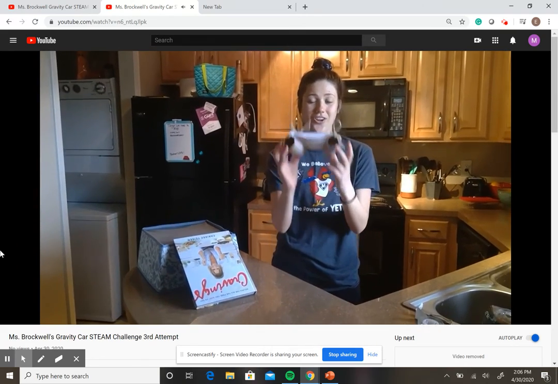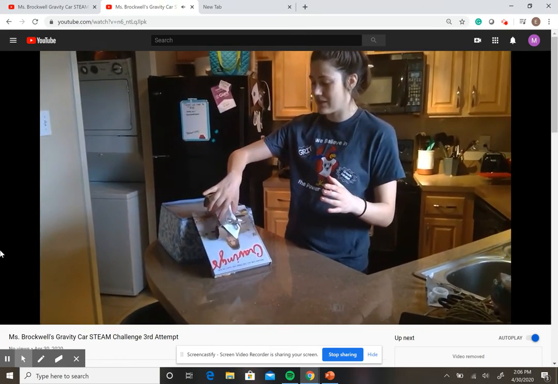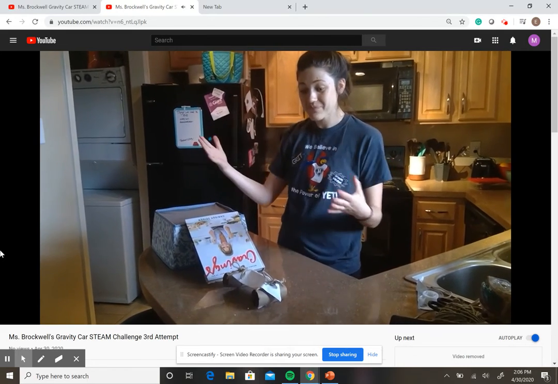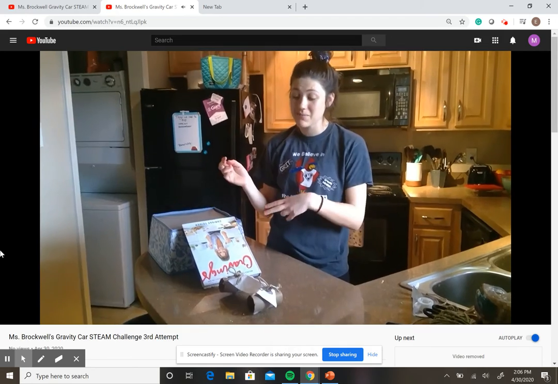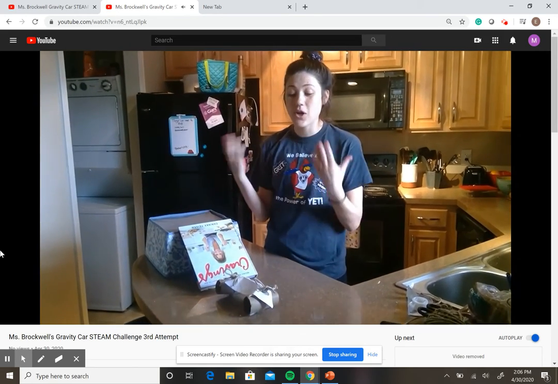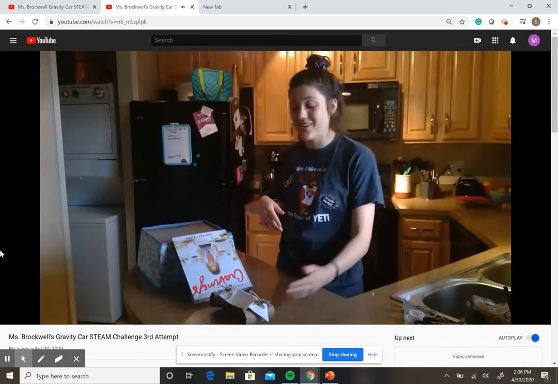So this is my third attempt. I'm going to see how far it travels. Just going to let it go off the ramp. And as you see, it definitely went way smoother down the ramp than the second attempt. And then my only mistake is I forgot to measure my first attempt and see where it landed.